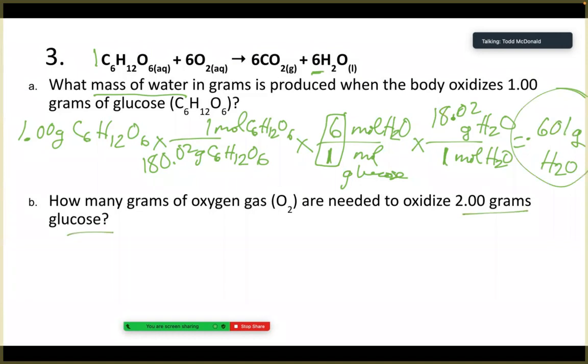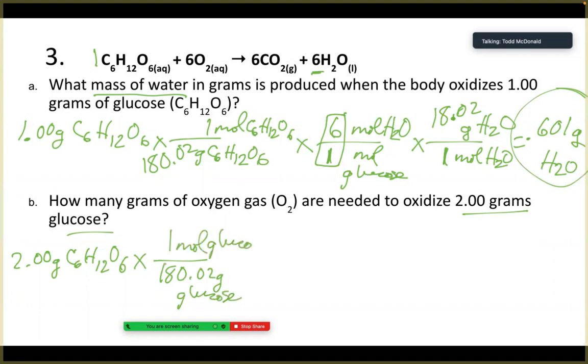Same kind of process. We're going from grams of one substance, but we're actually going to change to the other reactant. The problem is going to start out looking very similar. In fact, the first step is exactly the same. Get rid of the grams of glucose. We're going to change to moles of glucose. I'm just writing glucose this time instead of the formula.